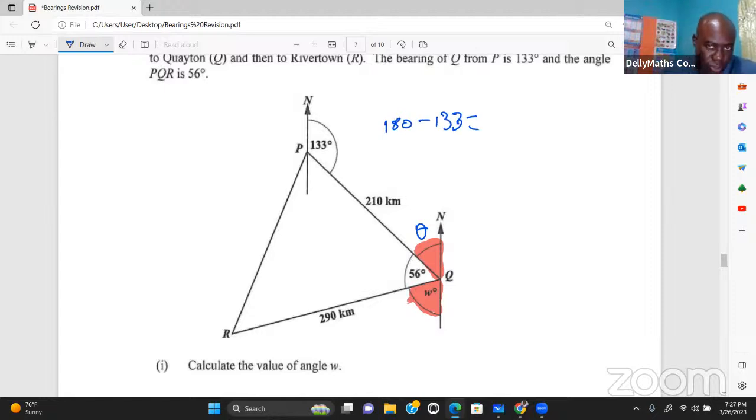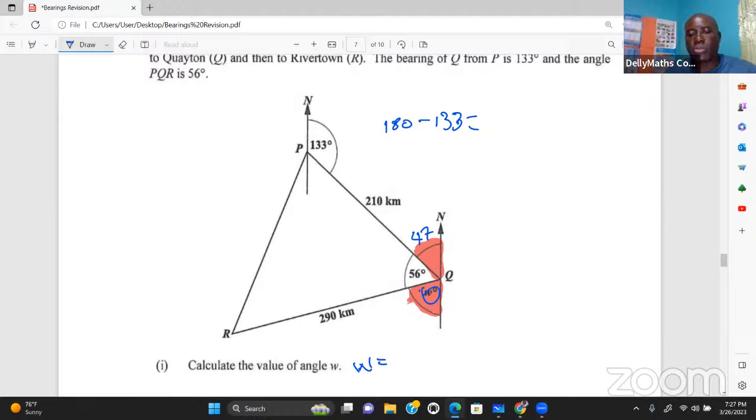And there are other ways. I could show you another way, but you need more vision to see that. So we're getting that this angle here is 47. So this is 47 here. Then if I link 47 to 56, take it from 180, I'll get this. So that is how I'm going to find W.